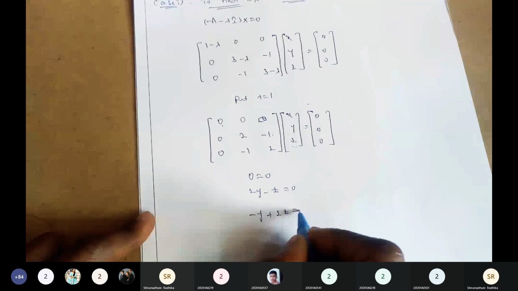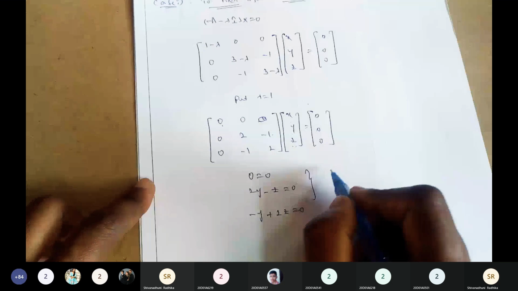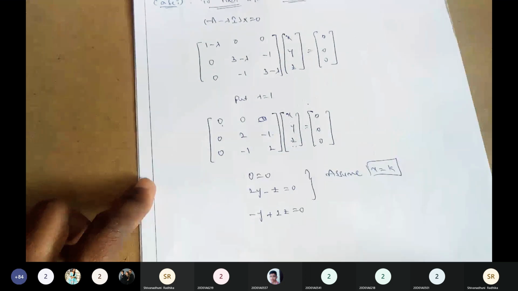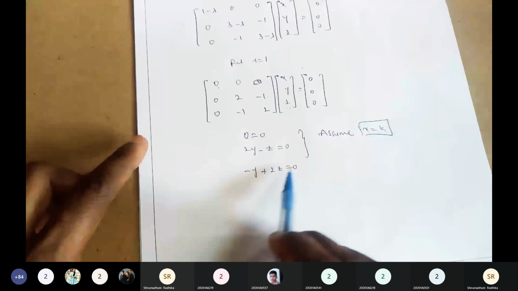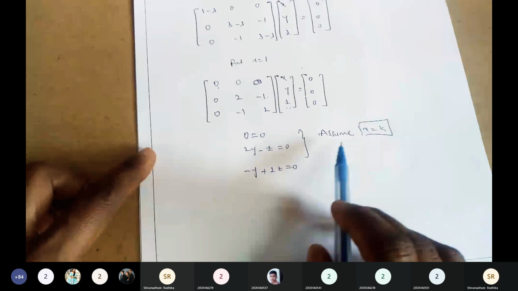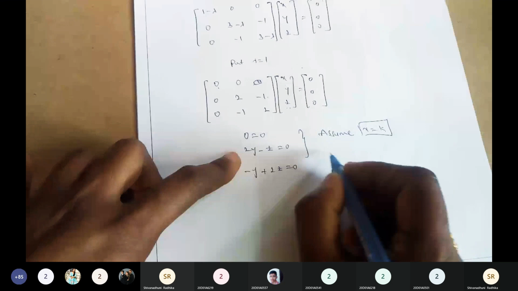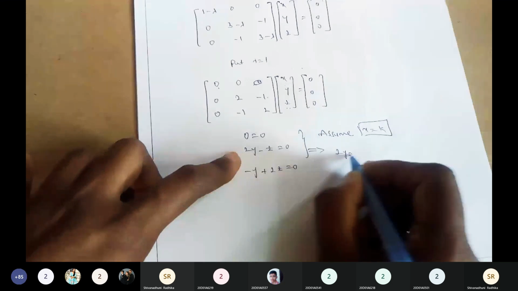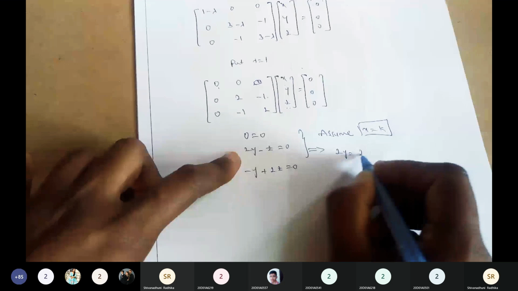Now here again in this case I'm going to assume x equals k, because among the three equations we don't have the x variable. For that purpose we have to assume x equals k. It is clear. Now solving these two, for this equation 2y equals z. It is clear. Y equals z by 2.